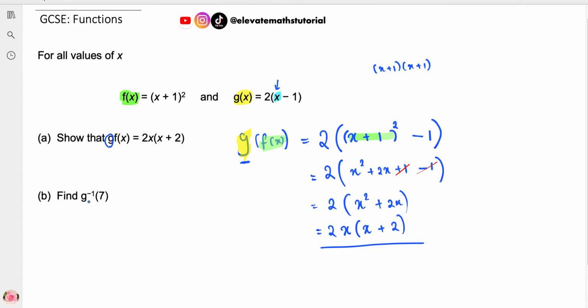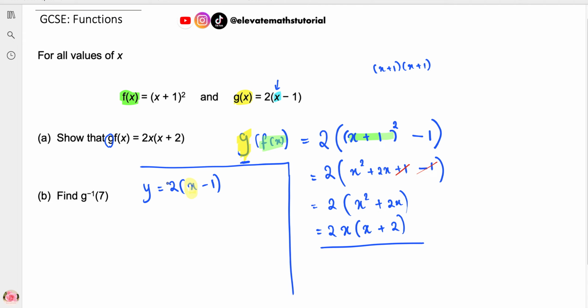Part B is asking us, find g inverse of 7. Now, g inverse of 7 is the inverse function of g of x. In order to find the inverse function, what you need to do is let g of x be y, which is equal to 2 bracket x minus 1. So you let g of x equal y. It's just easier for us to solve it if it's equal to y rather than g of x. Then you make x the subject from here. So rearrange everything and make x the subject.